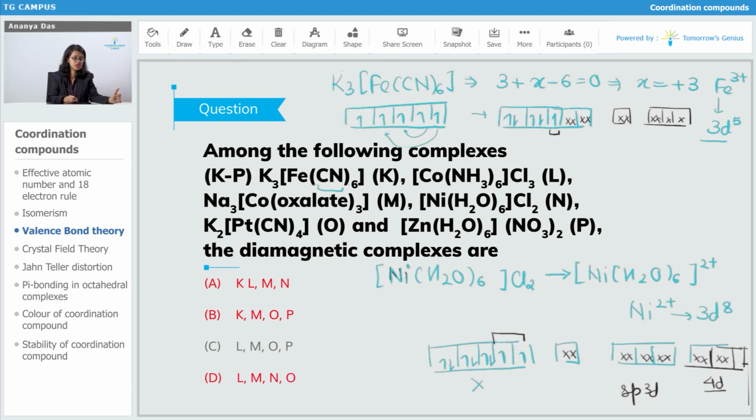So this option is also incorrect. That leaves us with option C. So option C is our correct option. That is, complex L, complex M, complex O and complex P have no unpaired electrons and all of them are diamagnetic.